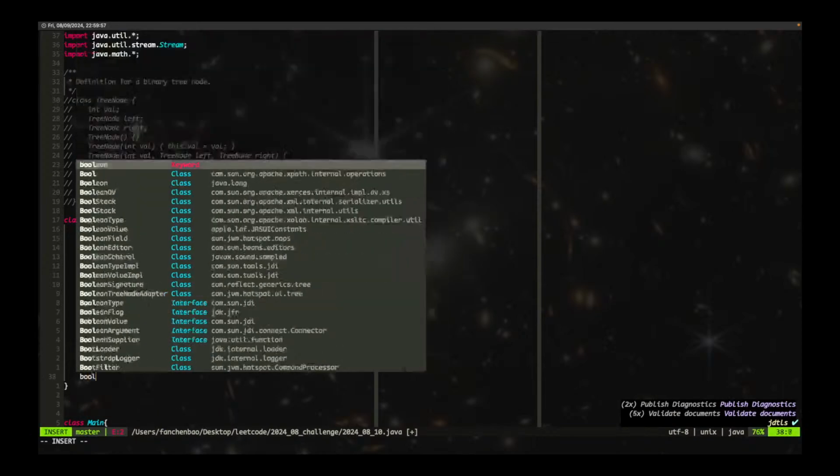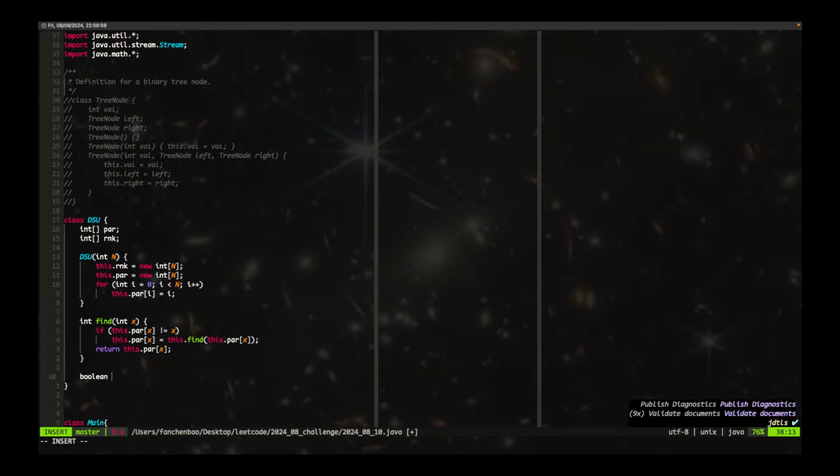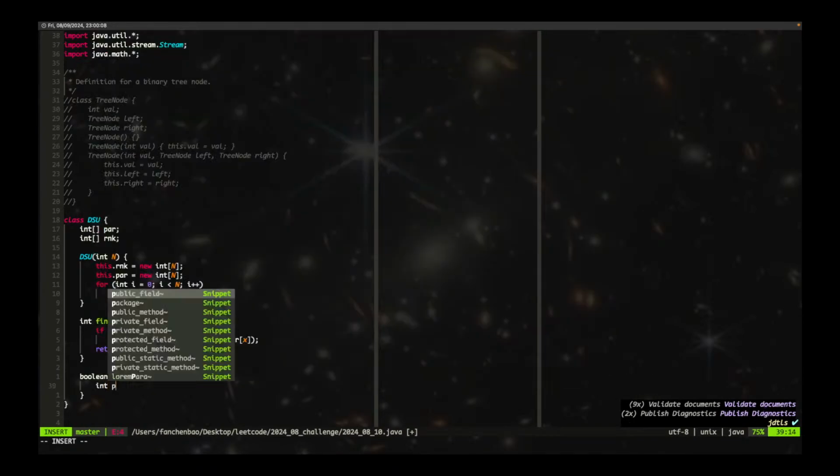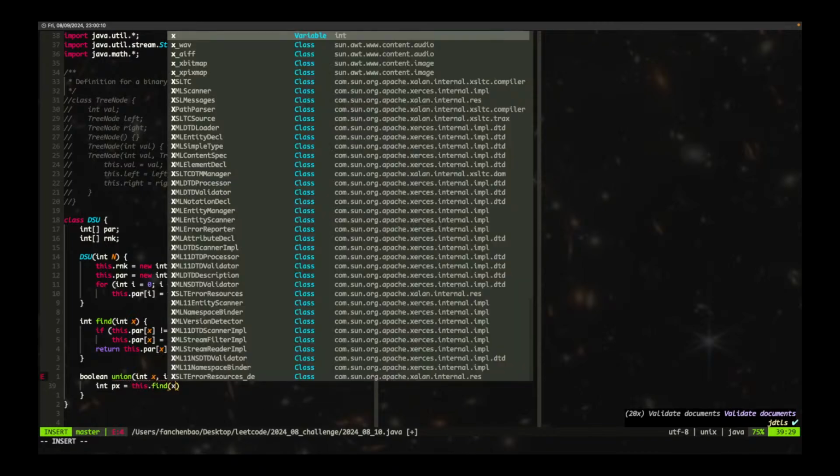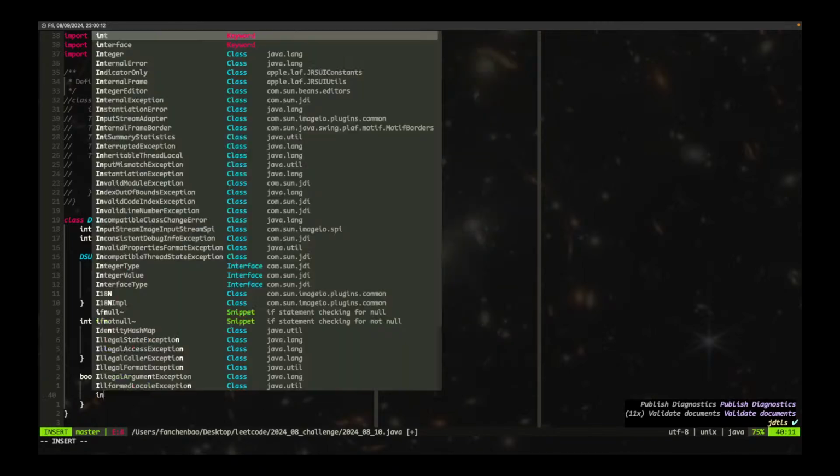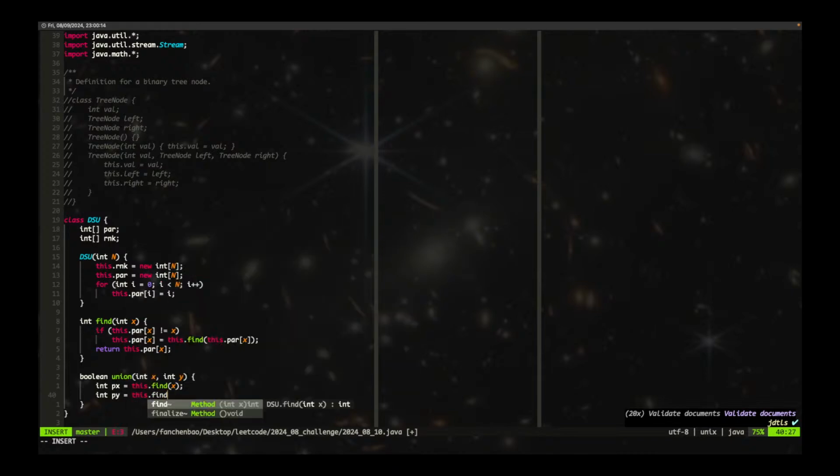And we can say boolean union x into y. Parent x is this.find(x). Parent y is this.find(y).